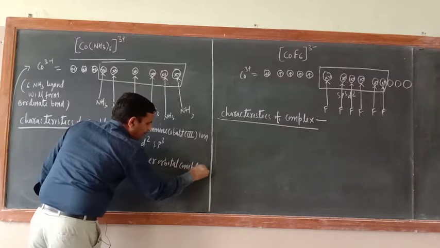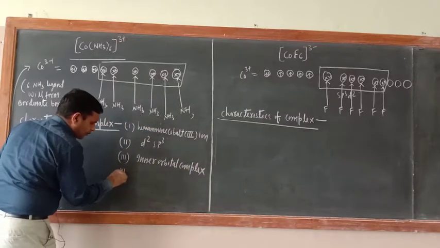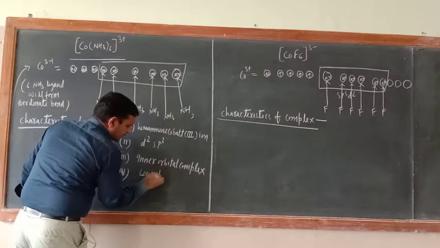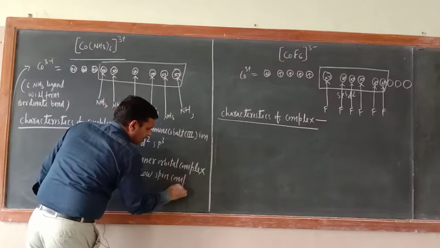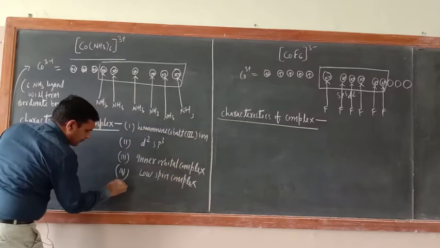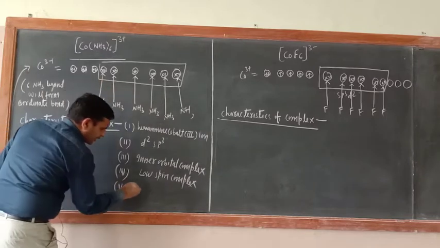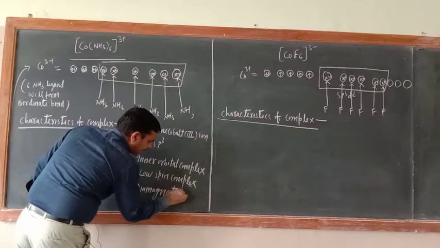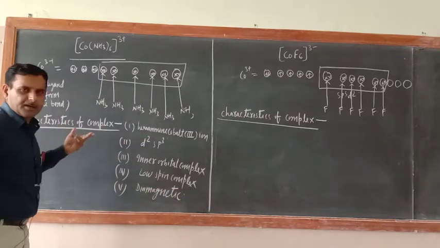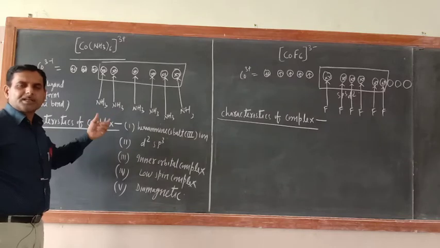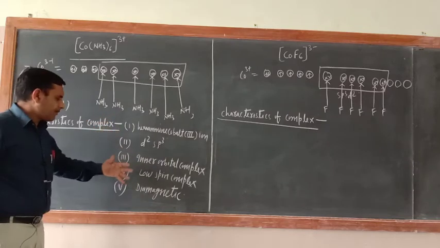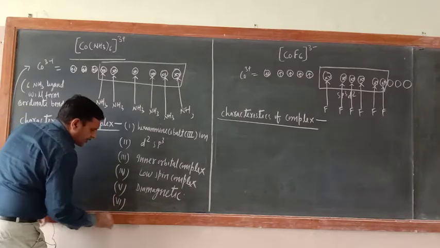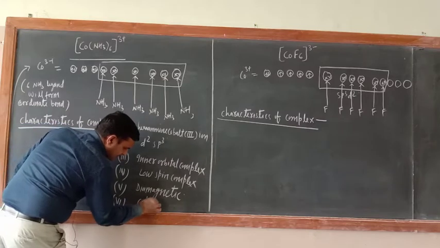Okay, inner orbital complex. Now the fourth thing, what should you write? Low spin complex, because unpaired electron is not there. Fifth, unpaired electron is not there, that is why diamagnetic. When unpaired electron is not there, then diamagnetic, because if electrons are paired, spin won't be there. Okay, so diamagnetic. What is the next one? Sixth, unpaired electron is not there, that is why colorless.